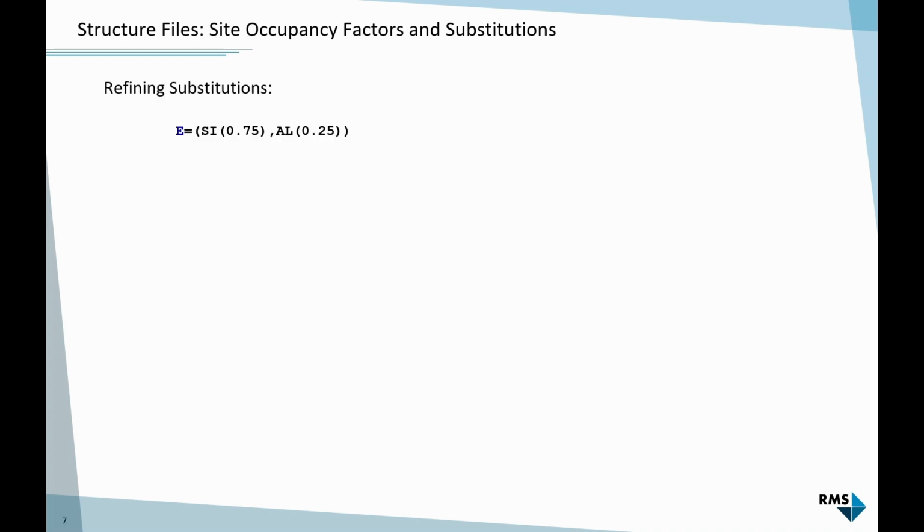This is a hard-coded composition. 1/4 is aluminum, 3/4 silicon. And we can also refine this ratio. And here's how we do that.